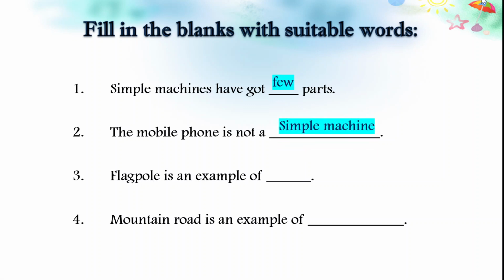Yes. Next one, flagpole is an example of dash. In order to hoist the flag at the end of the pole, you will have a wheel. Over the wheel only the rope will be moving. So, the flagpole is an example of dash. Yes, it is nothing but pulley. Then a mountain road is an example of, what is that? How will be the mountain road? Yes, it will be an inclined plane. It will be a curved or inclined plane.